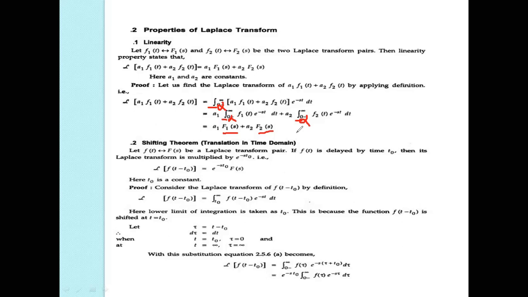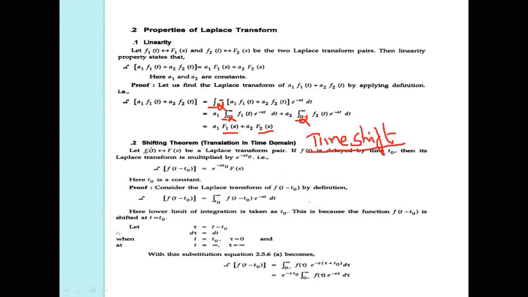If they are asking for the Laplace transformation, you have to prove it by using the Laplace transformation definition. If they are asking for the time shift property of the Fourier transformation, then by using the definition of Fourier transformation you have to prove the time shift property. That is a very important matter, students. Shifting theorem, or translation in time domain, or time shift property.